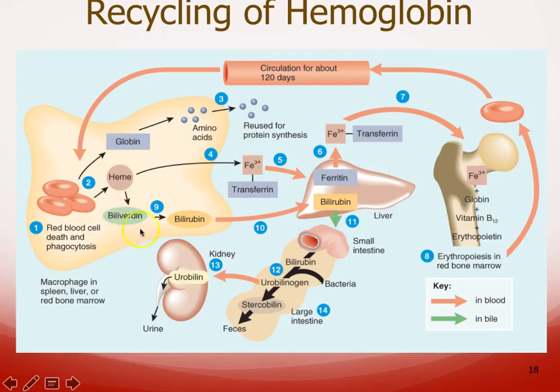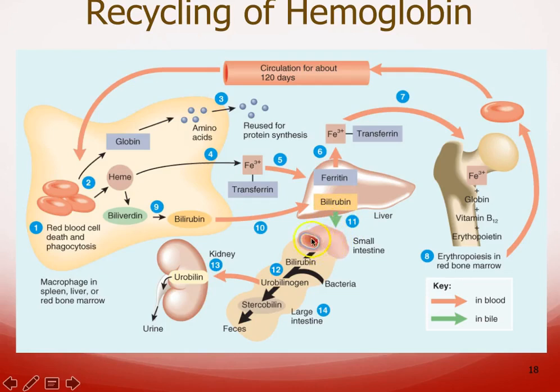Now, this biliverdin part of heme is quickly converted into a more stable metabolite called bilirubin. Okay, so biliverdin is quickly converted into bilirubin. That bilirubin is sent to the liver, where it's incorporated in bile. You see that green arrow. So it's put into bile. And then that bile is released into the small intestine, more specifically into the duodenum of the small intestine.